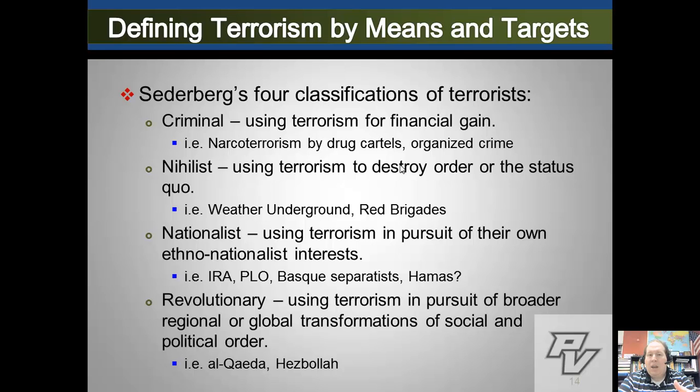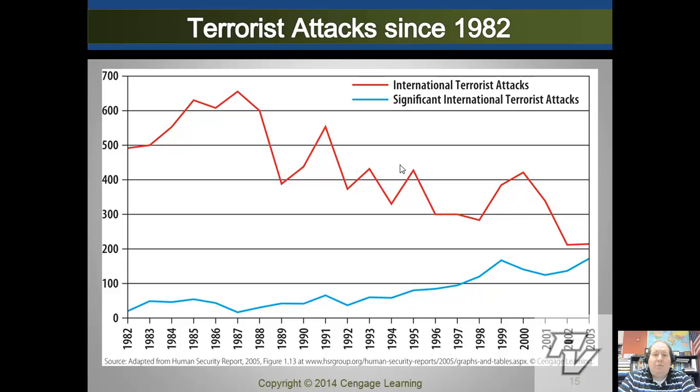Now, in terms of terrorist attacks since 1982, we've actually started to see a large reduction in overall terrorist attacks. But what has not dropped is the number of significant attacks. We define a significant attack based on the number of people who are targeted and or killed as a result. So overall, attacks are down. People feel slightly more safe, but when attacks do occur, they're much more deadly.